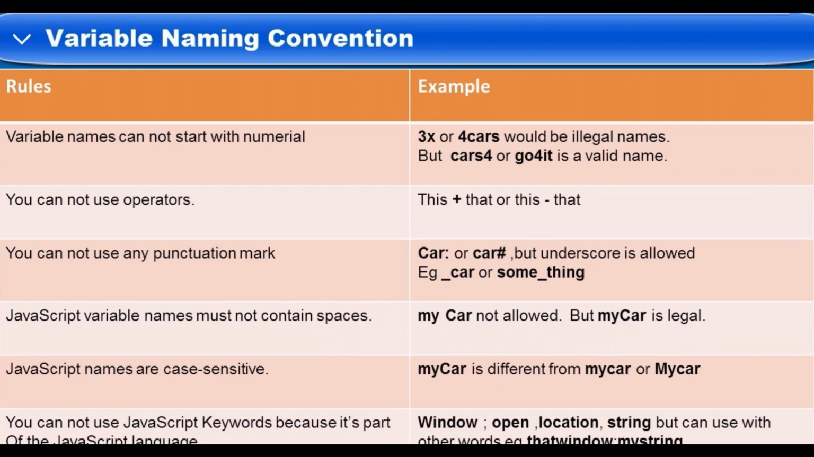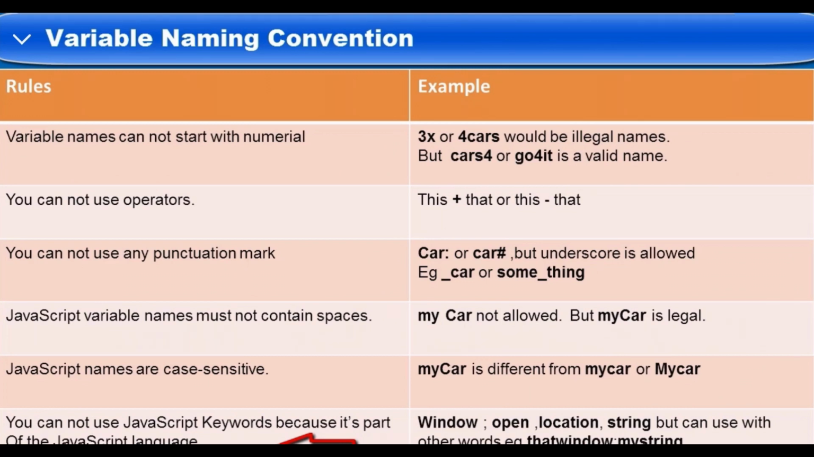Finally, you cannot use any JavaScript keywords. Keywords are parts of the JavaScript language itself. You can't use any of those as variable names. For example, window is a keyword in JavaScript. It's part of the language. Things like open, location or string are all part of the JavaScript language, so it would be illegal to use them on their own. However, you can use them in combination with other things.